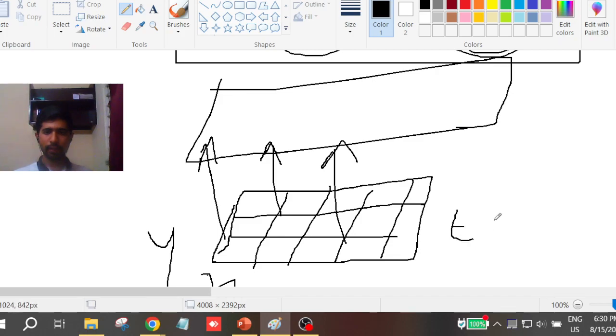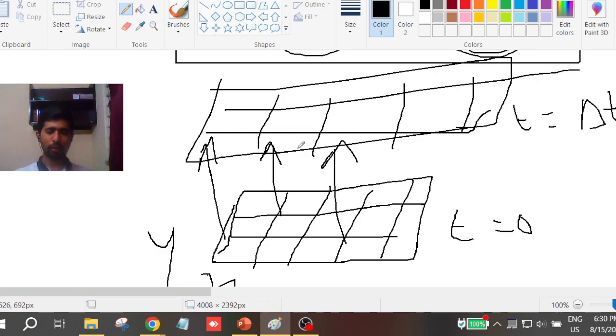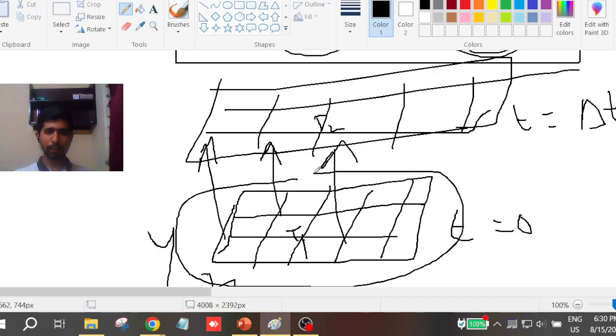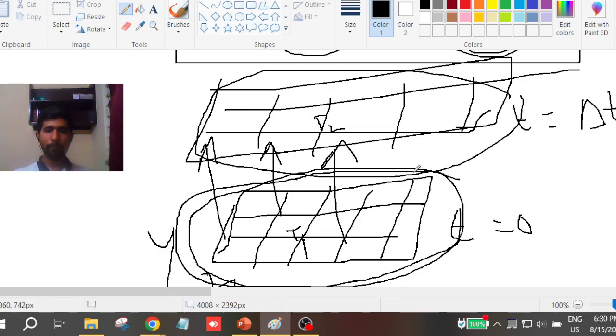This is at t is equal to 0. This is at t is equal to some time step, say delta t. At delta t we have another set of values of variables. Here you might have one temperature T1, here you might have another temperature T2 at the same point. So this is marching in time, and within this you are marching in space. So there are two loops, one is the space loop, and the other is the time loop.